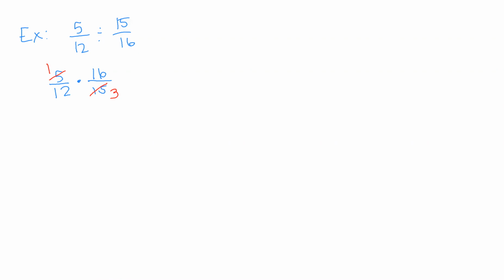12 and 16 have a common factor of 4. 12 divided by 4 is 3. 16 divided by 4 is 4. So then finally, I multiply across. There's nothing else that will cancel, and my final answer is 4/9. And that's it.